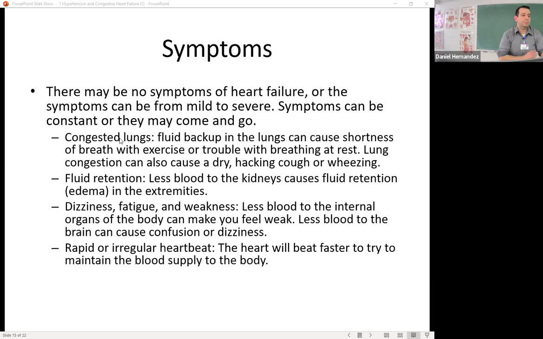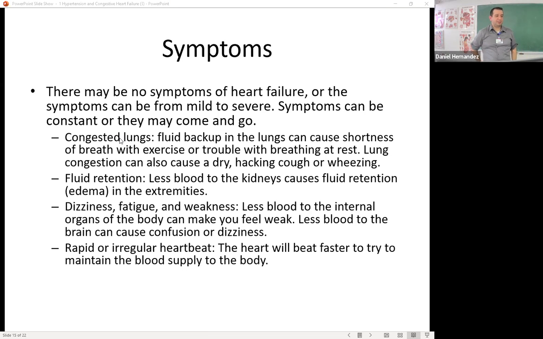Again, patients with CHF typically also have a lot of fluid retention. So this could be seen in peripheral edema. So that's that pitting edema. So if you put your finger down on the patient's leg or arm, you're going to leave an indent or a fingerprint behind.